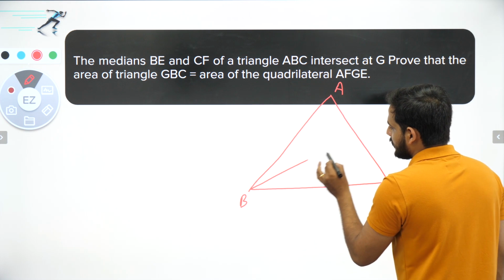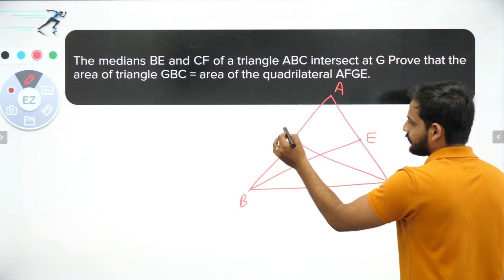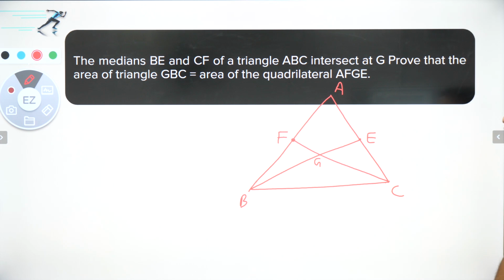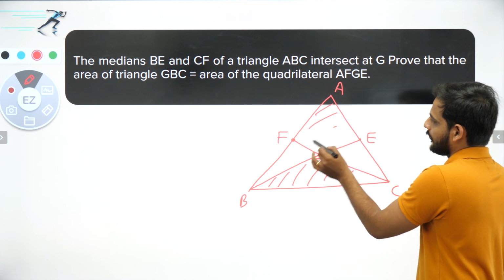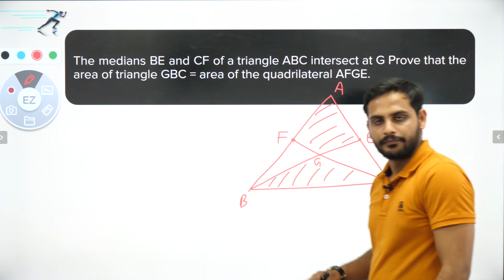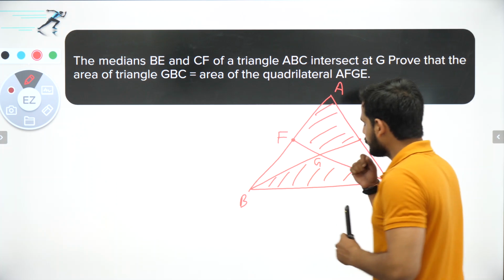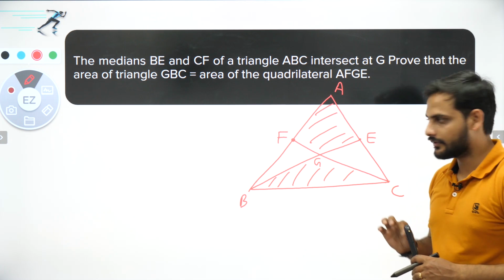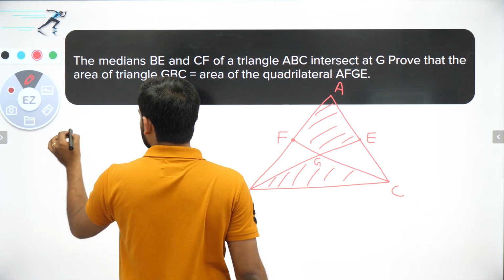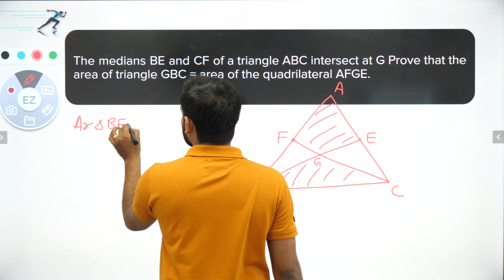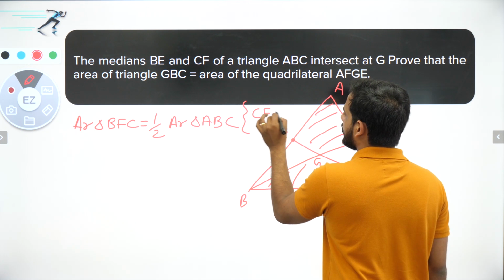Since they are medians, that plays a very important role. Remember this thing, because they divide the triangle into halves of the area. So we get the area relation from the median part. You have to prove that area of triangle GBC is equal to area of quadrilateral AFGE. Now I can clearly see what is to be done. Utilize that information: BE and CF are medians. Since CF is a median, the area of triangle BFC will be equal to half of area of triangle ABC. Why? Because CF is a median.